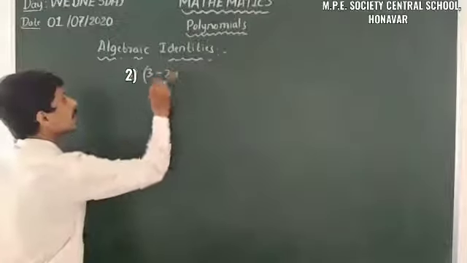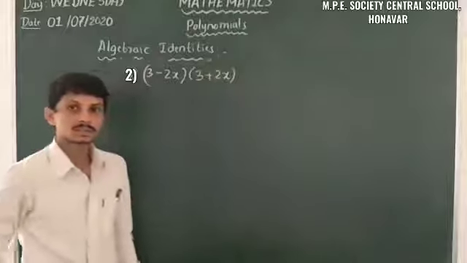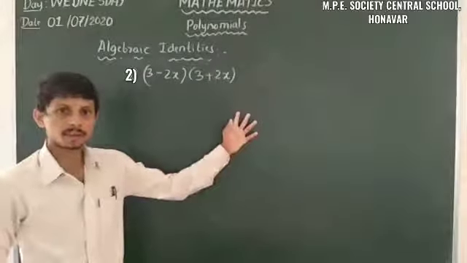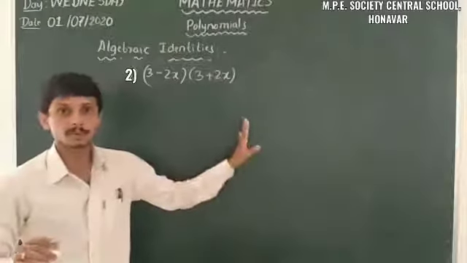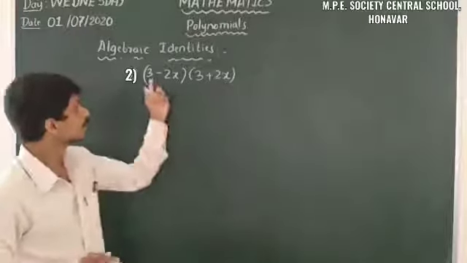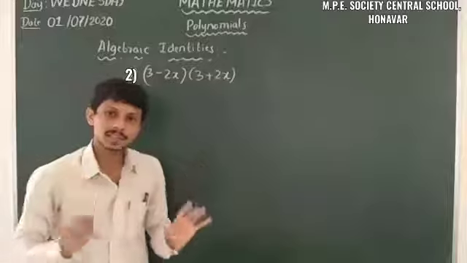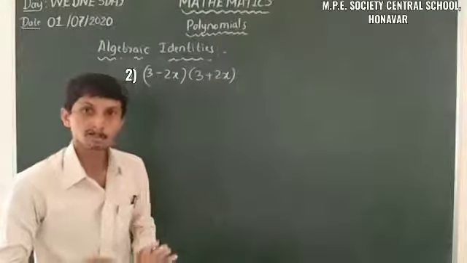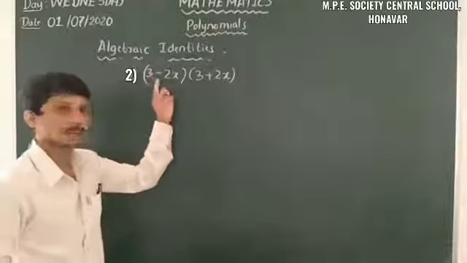Next, (3 minus 2x) and (3 plus 2x) here. Observe that there are two unlike terms, but the terms in both the binomials are the same. Here 3 is there, here also 3 is there, here 2x is there, here also 2x is there. But the sign in between the two terms is different. Here plus is there, here minus is there.